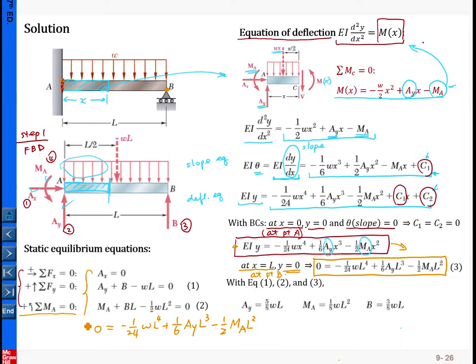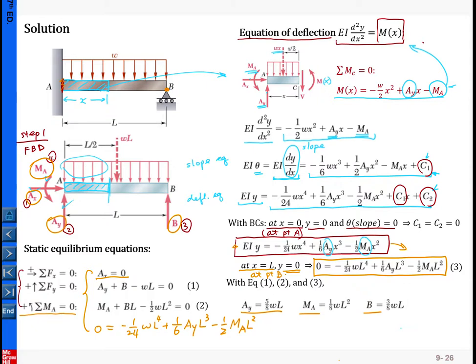So with the 4 equations, how many unknowns? 1, 2, 3, and 4 unknowns. In theory, you should be able to solve these algebraic equations. From there, you should be able to find AX equal to 0 and AY, MA, and B. Solving these 4 equations would take a little bit of time, but in theory, you should be able to do it. I think all the high school students should be able to do this.